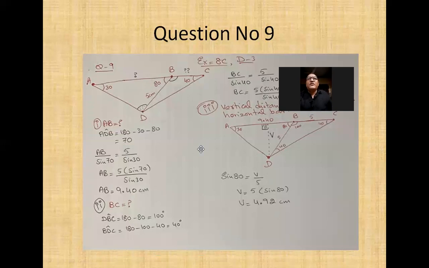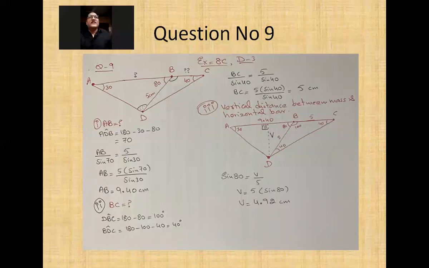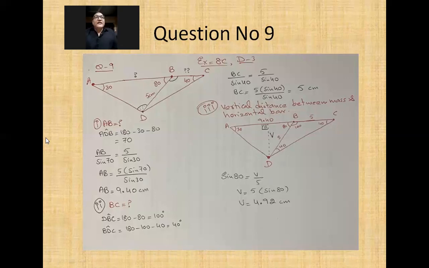Okay, so now we are moving to the next question, and the next question coming up on your screen is question number 9. Let me read that question from the book. It says, an experiment is carried out to determine the extension of springs. Springs are attached to a horizontal bar at A, B, and C, and are joined to a mass D. So here we have a mass, and these are springs. They are attached. This is the horizontal. It's a straight line ABC.